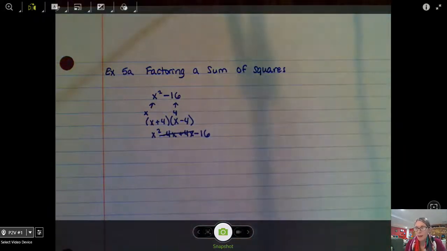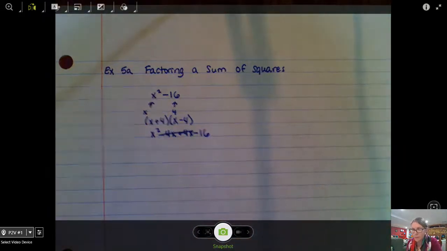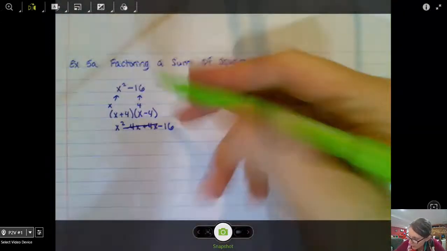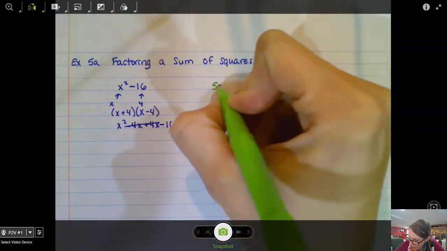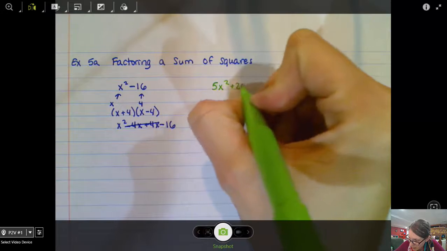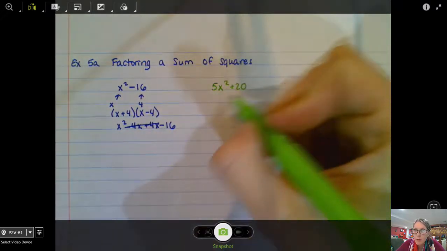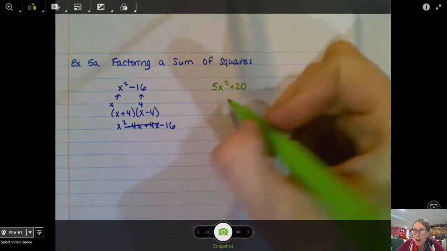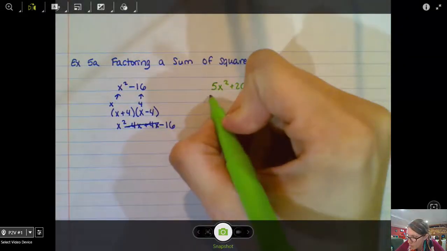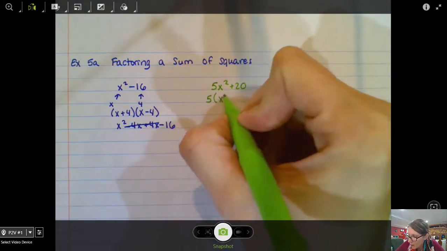Here's where we get into factoring a sum of squares. Now, if I have 5x squared plus 20, the first thing I notice is that both of my terms are divisible by 5. So I'm going to factor out a 5.